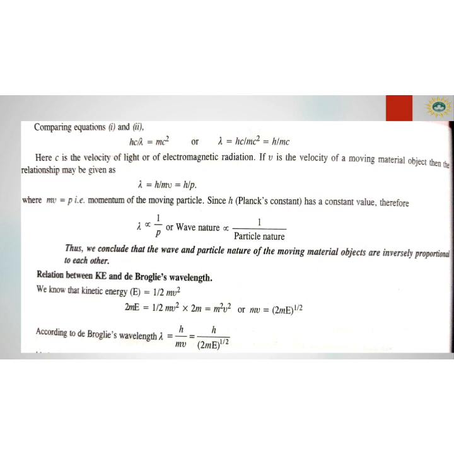Now, what is the relation between the kinetic energy and de Broglie's equation? We know that kinetic energy is half mv square. Multiplying by 2m, we get 2mE equals mv whole square, so the value of mv will be root under 2mE. If we put this value in de Broglie's equation, lambda is equal to h by mv, we get h by root under 2mE.